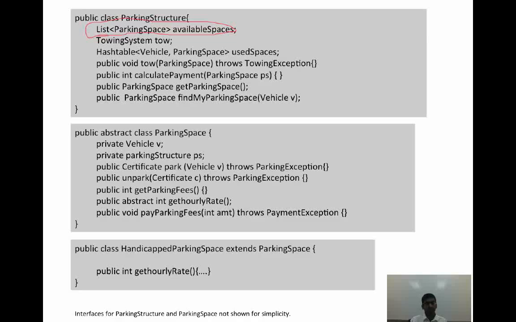So we now have the parking space class, which could either be handicapped space or a regular space, and handicapped space extends parking space. Likewise, regular parking space too would extend parking space, and each one of them concretely defines the get hourly rate. So it's the has-a relationship between parking structure and a parking space, and is-a relationship or inheritance between parking space and handicapped parking space and regular parking space.